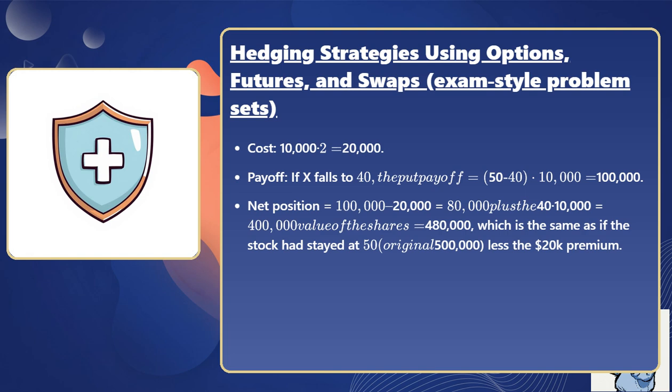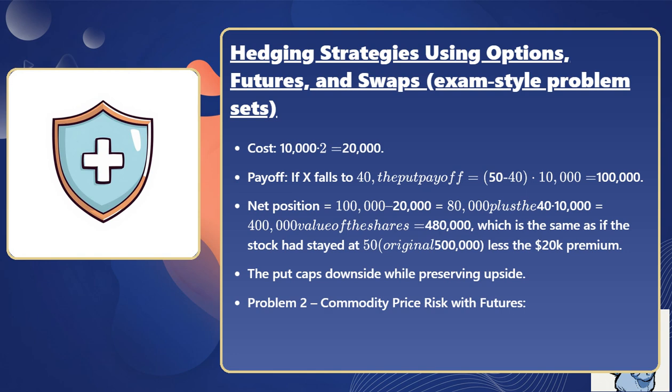Net position equals $100,000 minus $20,000 equals $80,000, plus the $40 times 10,000 equals $400,000 value of the shares. Total $480,000, which is the same as if the stock had stayed at $50, original $500,000, less the $20,000 premium. The put caps downside while preserving upside.